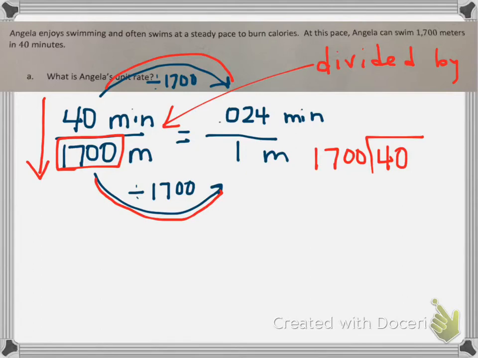So there's a couple ways that you could go about finding the answer here and finding the unit rate. One is to use equivalent ratio ideas to change the denominator into a 1. And the other is to just do what the fraction tells you. The fraction says the numerator divided by the denominator. If you follow that, you will find the unit rate.